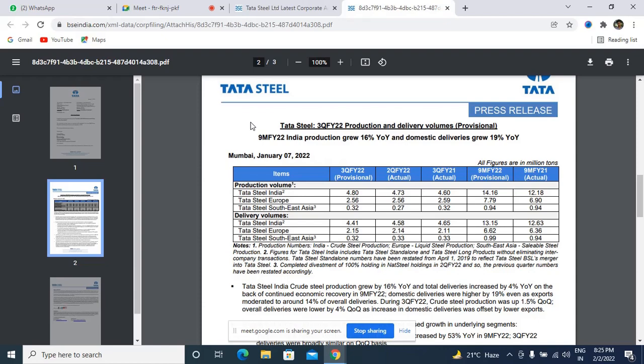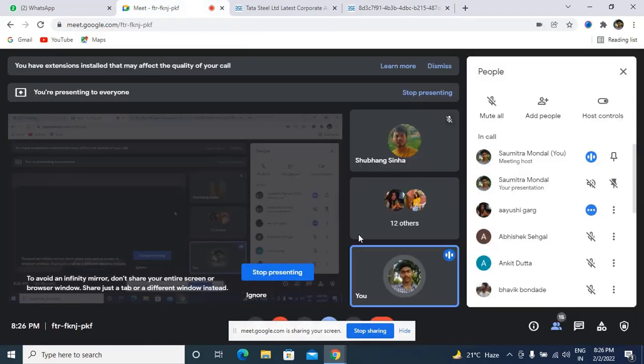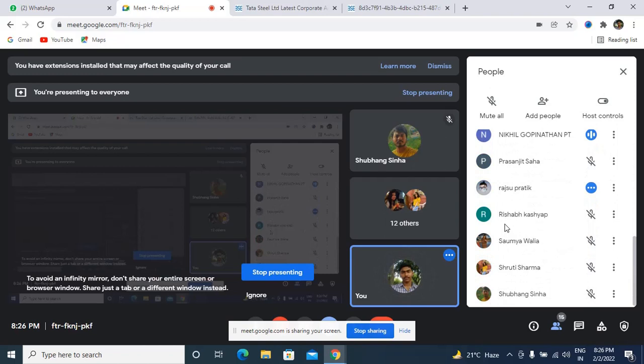Is there anyone who has any doubt till this point? No, sir. Okay. So you are on the second page. You can see Tata Steel third quarter FY22 production and delivery volumes, provisional. Now, other than Ayushi, you don't answer me. What is the difference between production and delivery volumes? Is there anyone who can tell me, other than Ayushi and those people who were with me in the last meeting? Can you tell me? Yes. No, not you. Soumya?